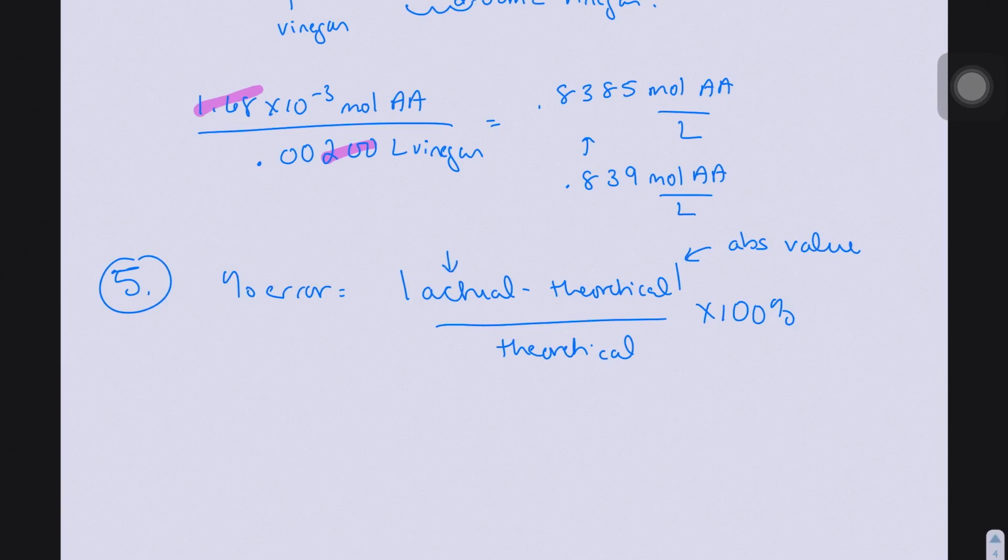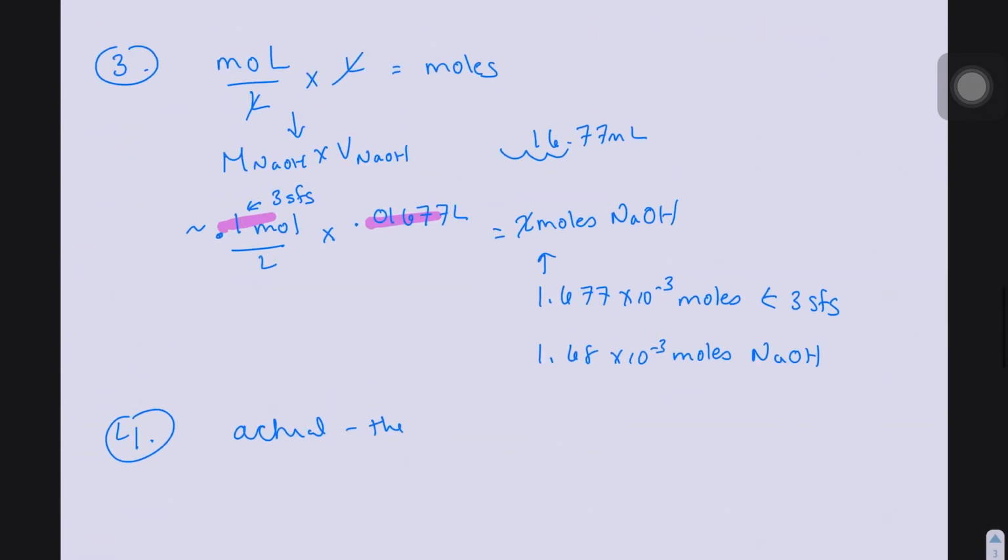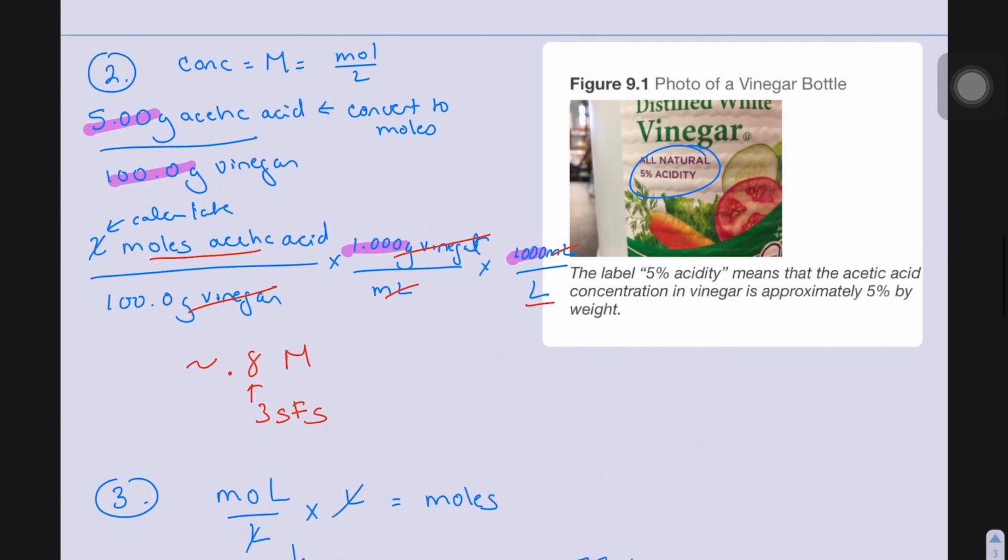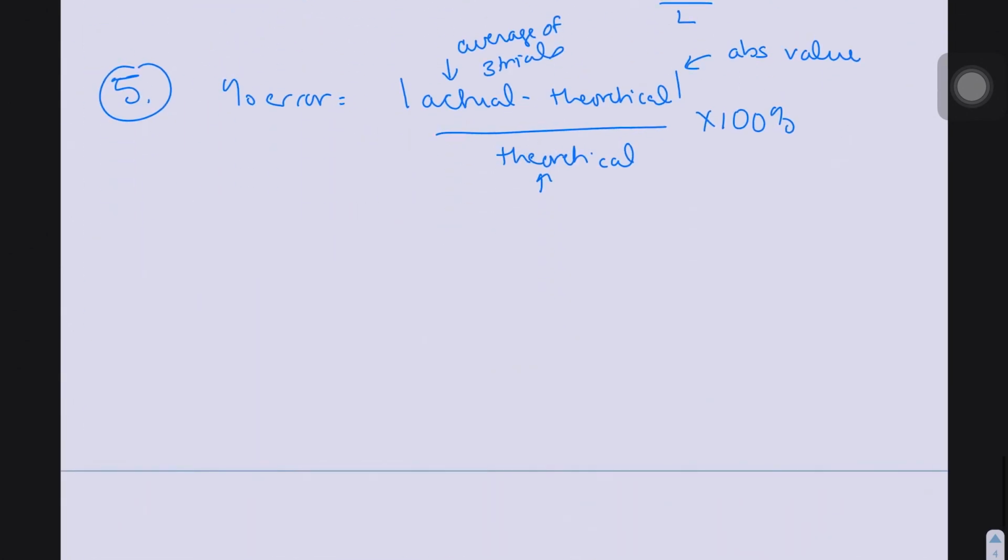Actual, this is going to be your average of the 3 trials. Theoretical, this is from step 2. And so I'm guessing your percent error should be less than 5%, I'm pretty sure. So if you get something that's significantly different from that, just go ahead and check that calculation.